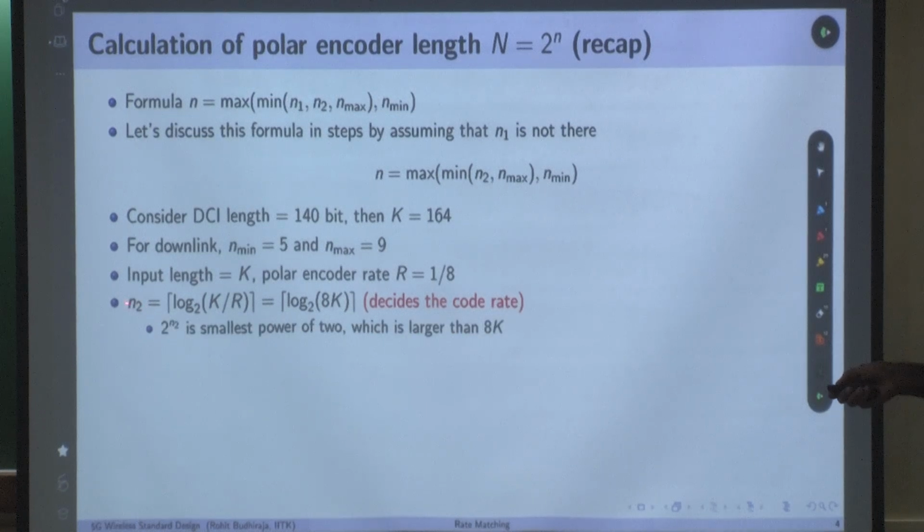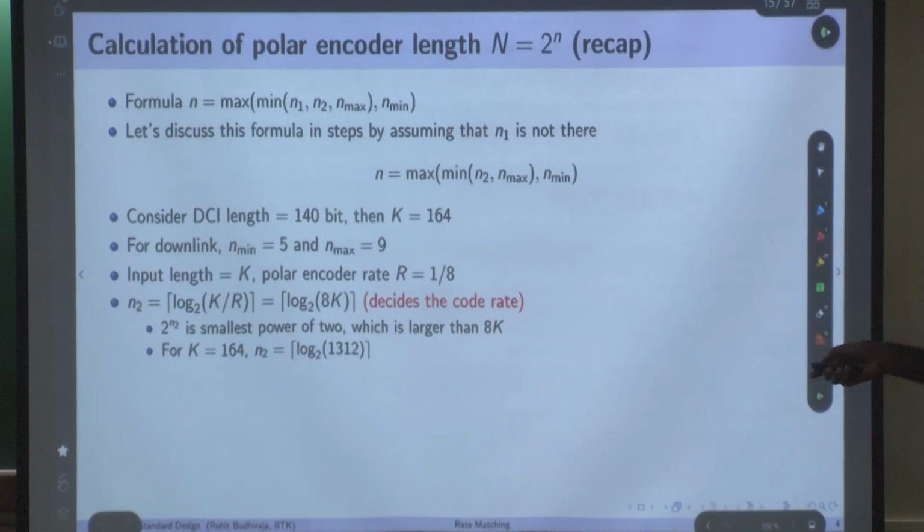So what are we saying here? If you look at N2, 2 power N2 is the smallest power of 2 which is larger than 8K, because there is a ceiling. We understood this fact by substituting K as 164, what we get here is 1312. So 2 power 10 is 1024, 2 power 11 is 2048, so it lies between 10 and 11. It should be some number between 10 and 11, and since we are taking the ceiling, we get 11. That's what we are saying.